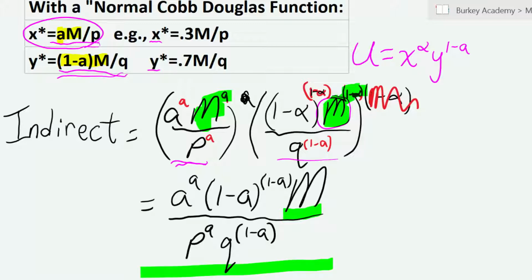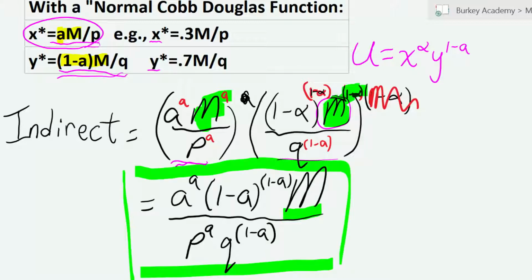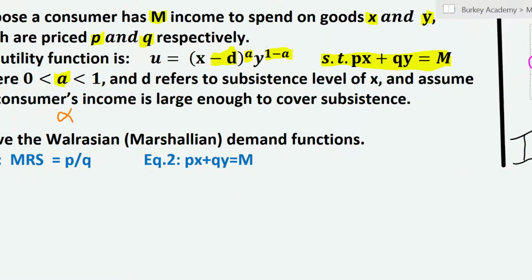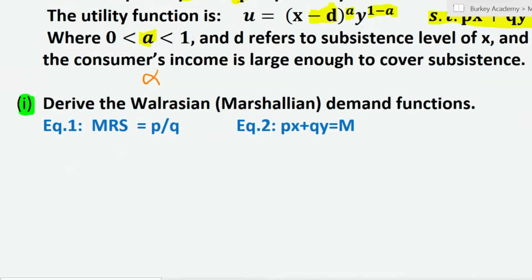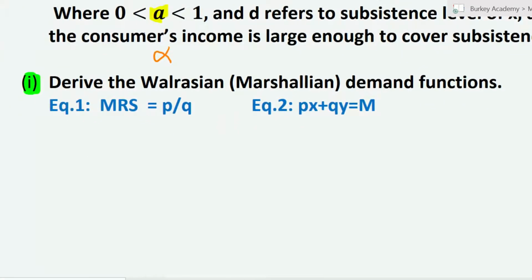When we get our indirect function, we're going to be looking for something that looks like this, but it'll be a little bit different with the subsistence thing going on. Okay, now that we see what we're looking for, but it's going to be a little different, let's dive into the problem and see how to set this up.